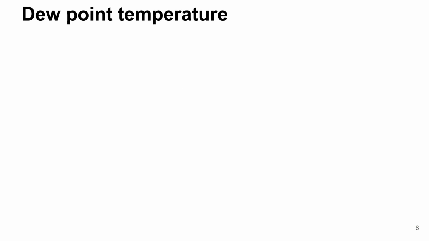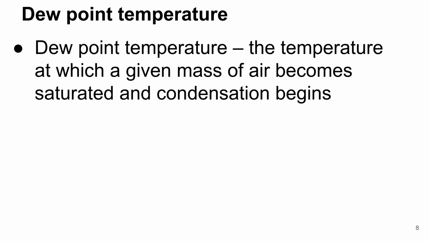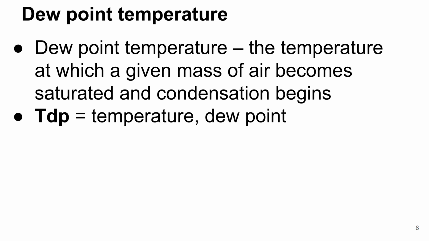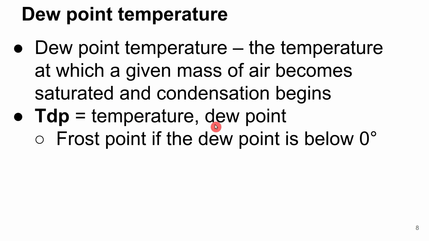The dew point temperature is the temperature at which a given mass of air becomes saturated and condensation begins. So as a parcel or blob or cloud-sized blob of air cools down, once it cools to dew point, the relative humidity is 100%. That parcel is saturated. And we're going to abbreviate that TDP for temperature dew point or dew point temperature. I might be a little inconsistent on the capitalization, so capital D, lowercase dp, or all caps, doesn't matter. It's the same thing. TDP is the dew point temperature. If it's below zero, we call it the frost point. We probably won't deal with any problems like that, though.